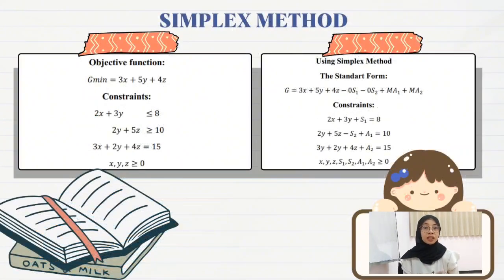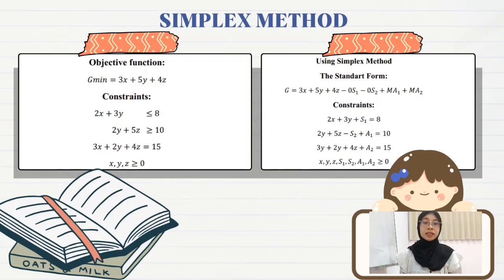First, let's take a look at the objective function. Since this is a minimization problem, our objective function is g equal to 3x plus 5y plus 4z. This means we want to find the combination of x, y, and z that will minimize the total value of g. Next, let's identify the constraints that define the boundaries of our solution.